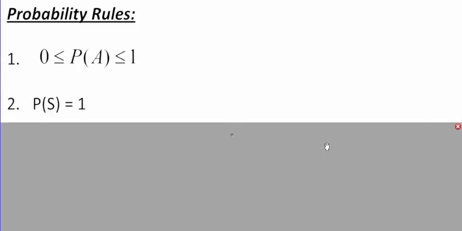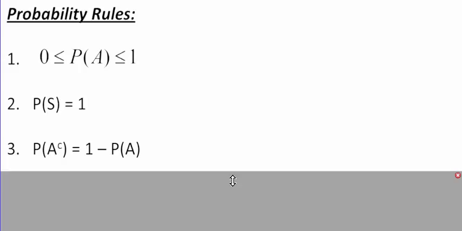Okay, second, the probability of the sample space is 1. So if you're looking for everything in the sample space, the probability is going to be 1. One of those things is going to happen. If you flip a coin 3 times, you are going to get one of those 8 outcomes. So it's 100% if the probability you're looking for is any of those possible outcomes.